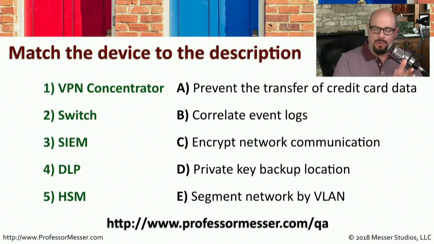So let's run through these one more time as you're going through the paces. Number 1 is VPN concentrator. Number 2 is switch. Number 3 is SIM. Number 4 is DLP. And number 5 is HSM. And our 5 descriptions are A, prevent the transfer of credit card data. B, correlate event logs. C, encrypt network communication. D, private key backup location. And E, segment network by VLAN.